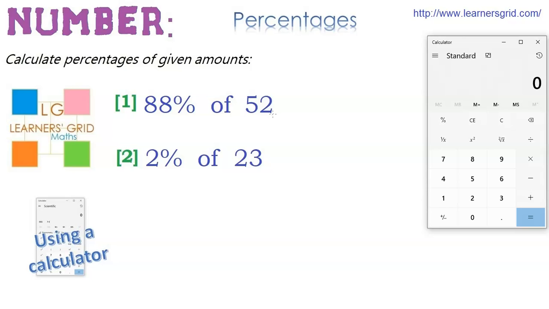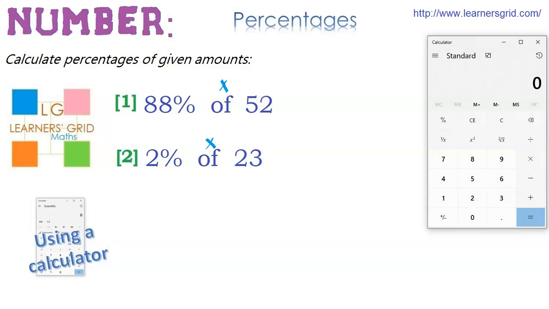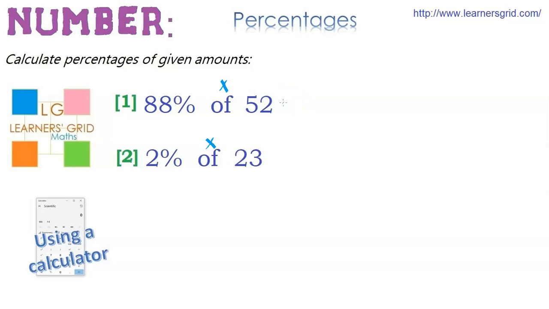So how do we do it? First thing to understand is that the "of" means multiplied. So this really means multiplied. And once you have that little bit of knowledge, the whole thing becomes quite simple. You just type in what it says here. It says 88 multiplied by 52, and then we push percent, and then equals, and there you have it. So the answer is 45.76.